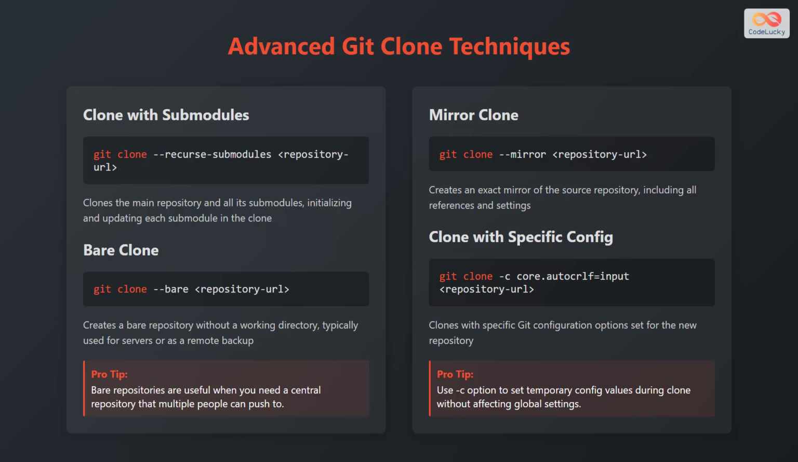Finally, to clone with specific Git configuration options set for the new repository, use the -c option followed by the configuration setting and the repository uniform resource locator. For example, git clone -c core.autocrlf=input, then the repository URL. Use the -c option to set temporary config values during clone without affecting global settings.